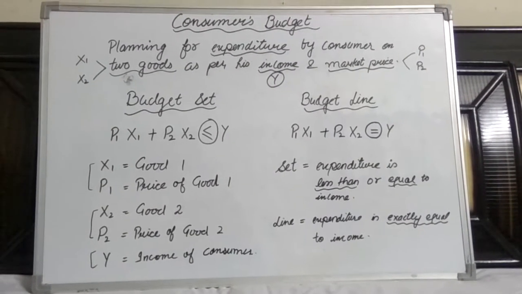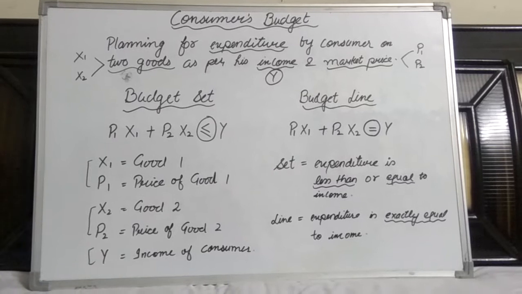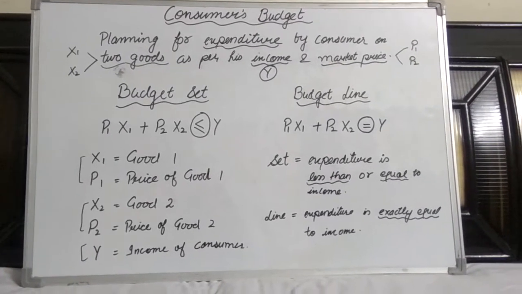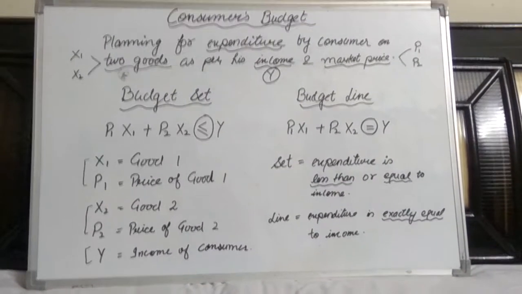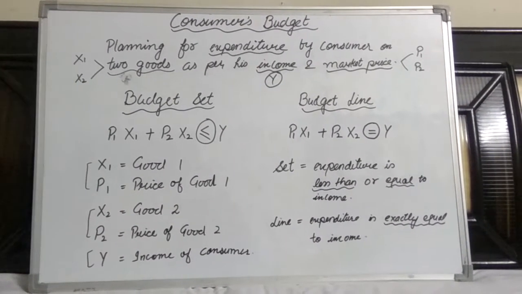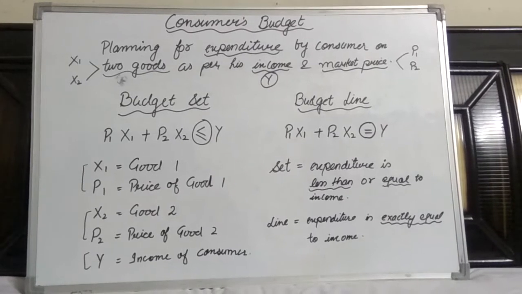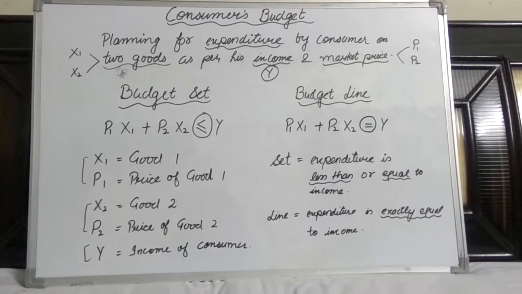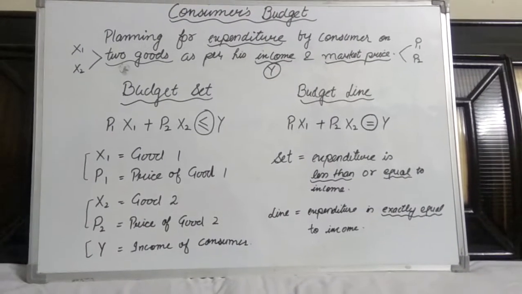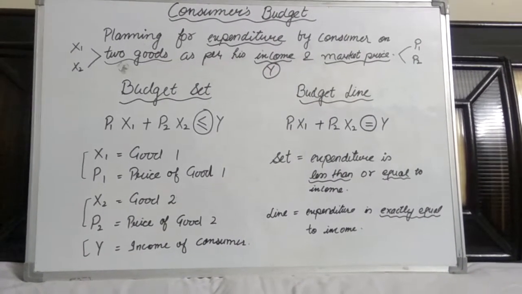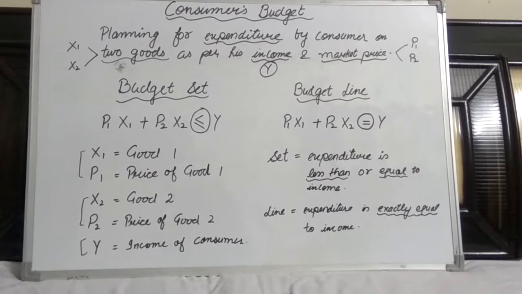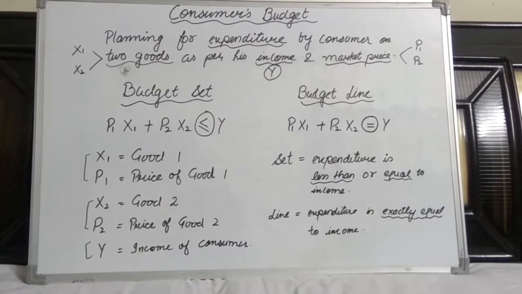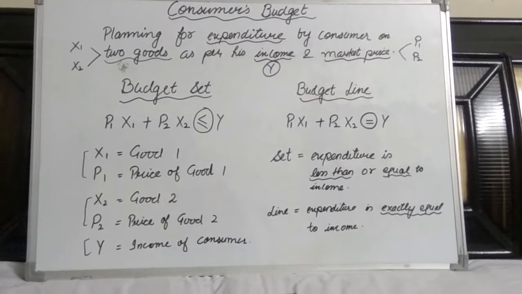Under this, we are dealing with two further subcomponents. The first is budget set and the second one is budget line. The equation for both the components is the same, but the difference is only in their symbol. Here we have these five components: X1, that is good 1, P1 price of good 1, X2 is good 2, P2 is price of good 2, and Y is income of the consumer.